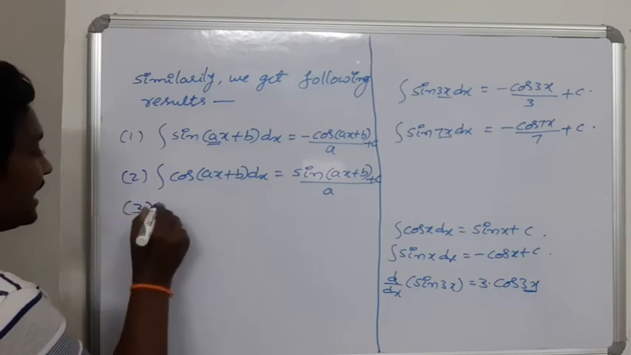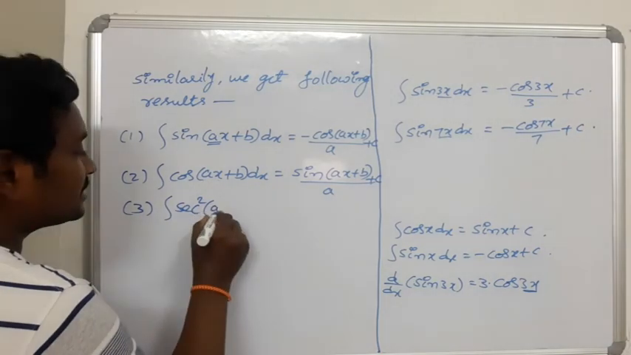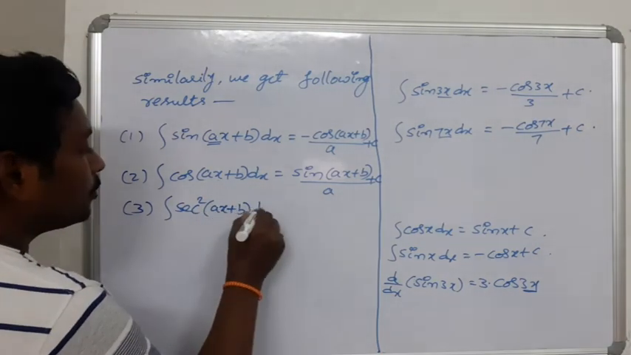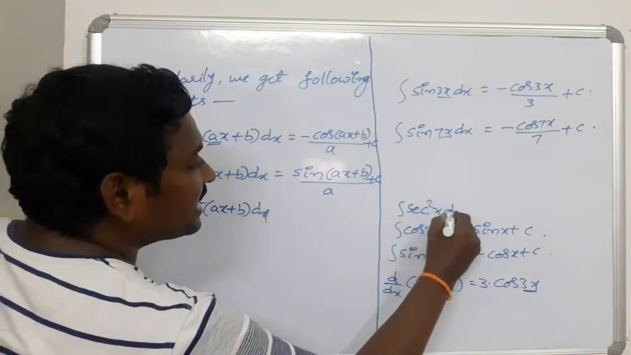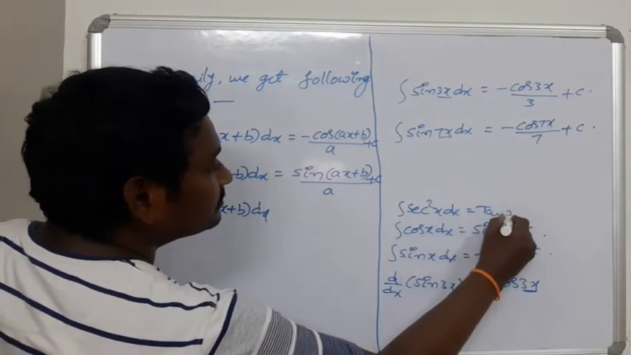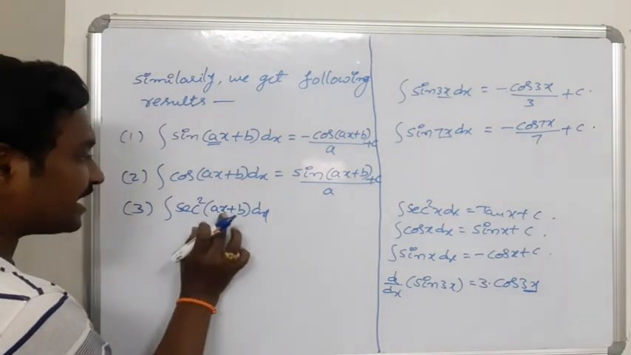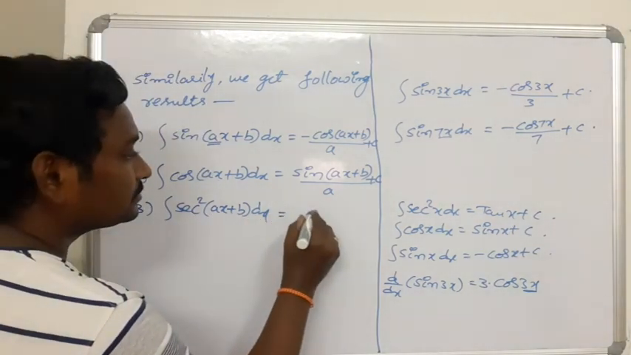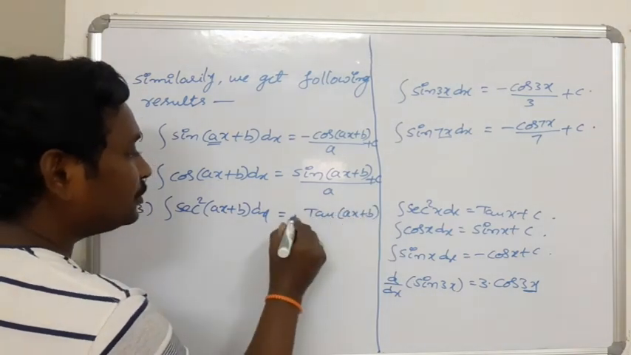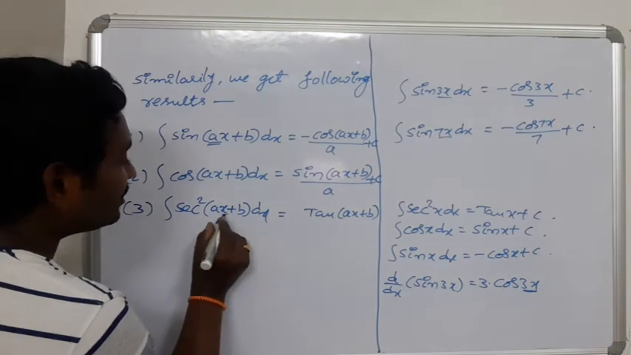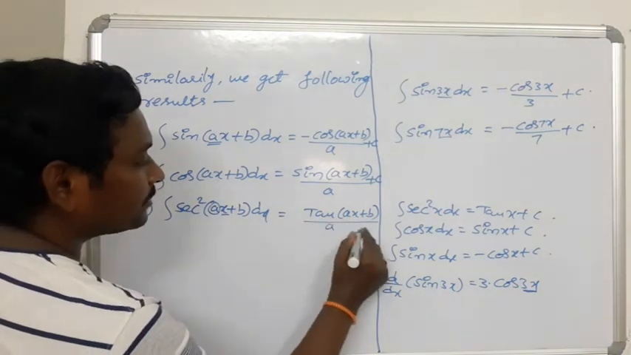Next one is the integration of secant square of ax plus b. What is the integration of secant square x? Integration of secant square x is tan x plus c. That's why the integration of secant square of ax plus b is tan of ax plus b, but you should write the coefficient of x, which is a, in the division, plus c.